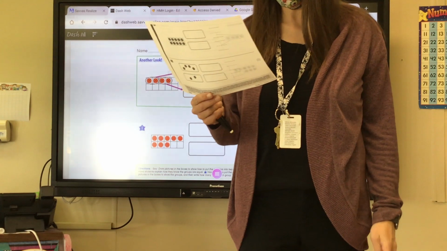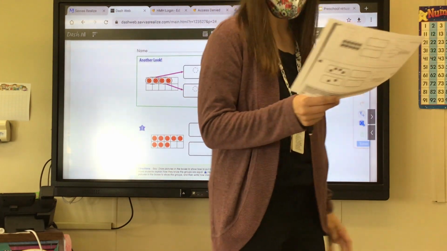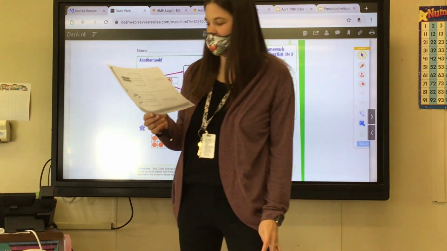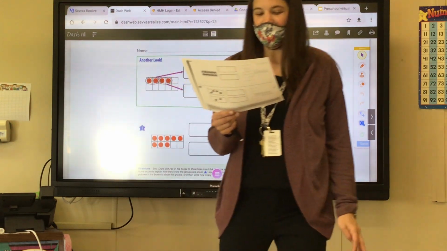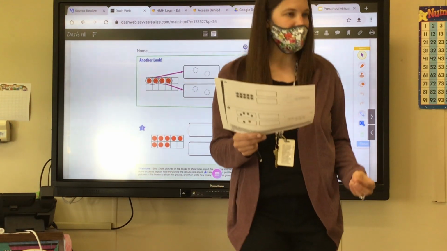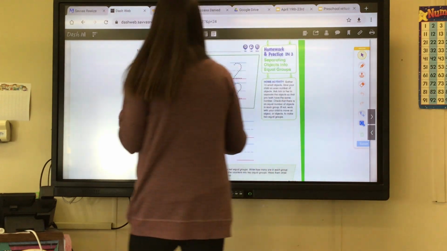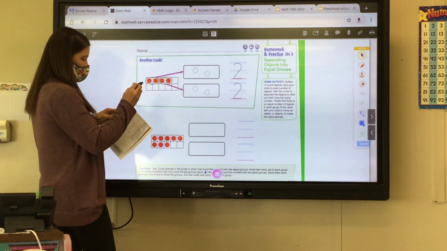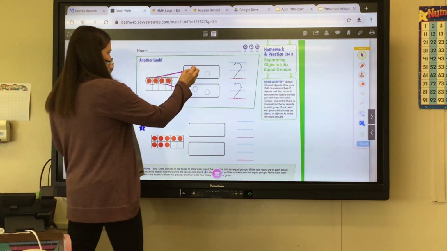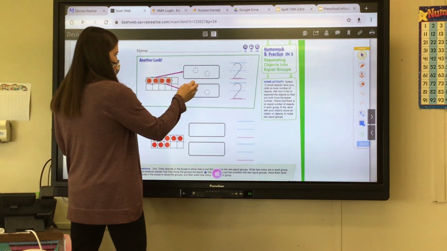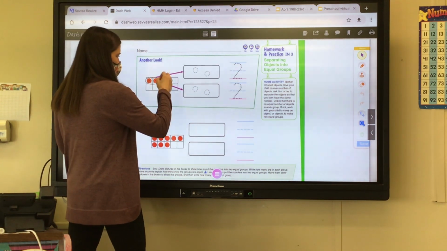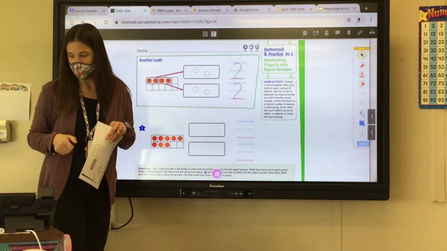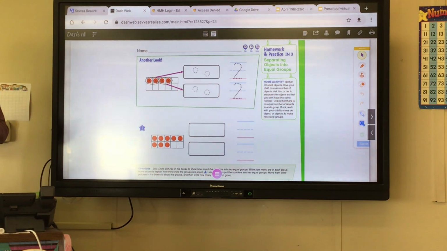Okay, so we're going to draw pictures in the boxes to show how to put the counters into 2 equal groups. And then we're going to write how many are in each group. Same thing as we just did. So if we look up here, for the next, put that one up here. For the next, put that one down here. For the next, put that one up there. For the next, put that one down there. We have 2 equal groups.